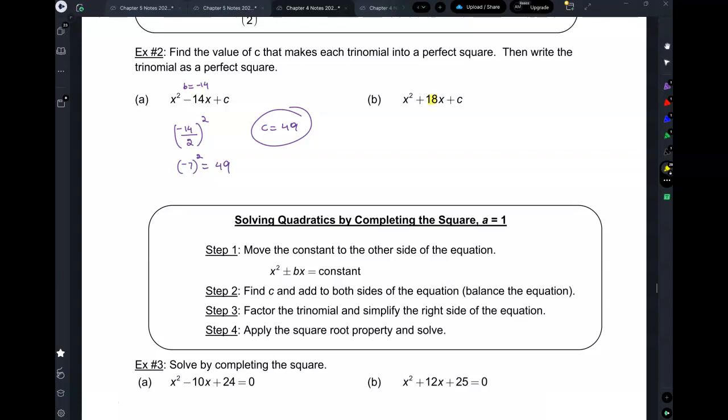So here, this is b. I take b, divide by 2. What do I get? 9. Square it, 81, so c is 81. Cool? Okay? Now, sit up.